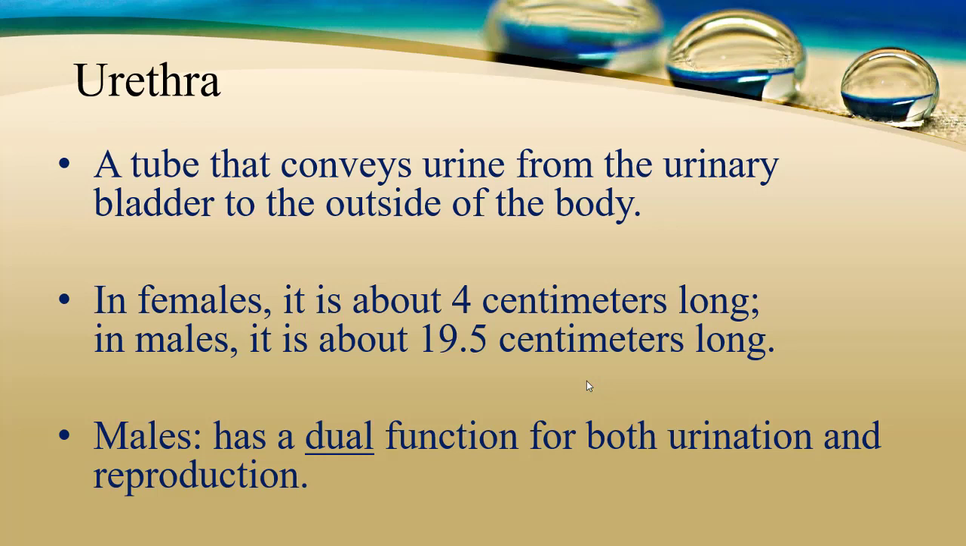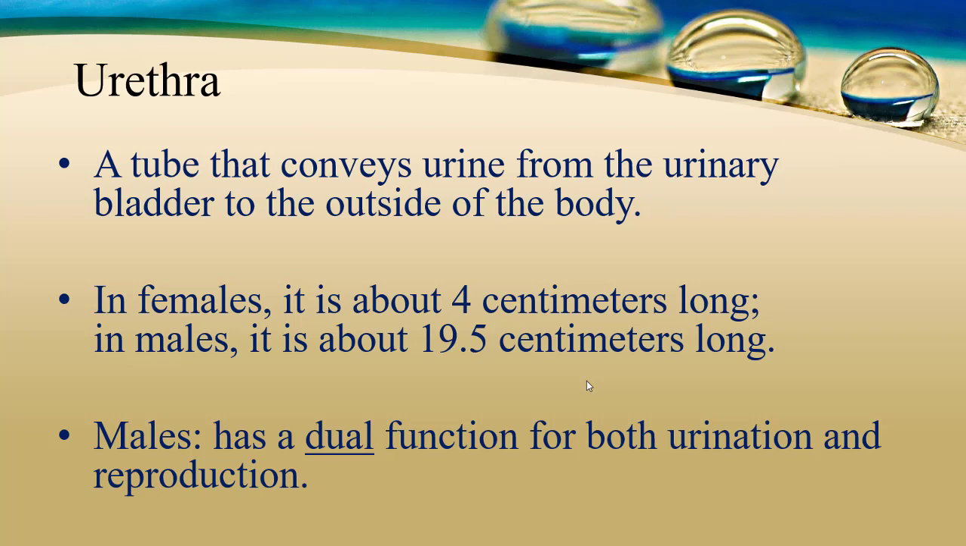All right, from there, the urine will exit the body through the urethra. So don't confuse the ureter with urethra. Ureters go from the kidneys to the bladder, and urethra is what you pee out of. So this is the tube that will convey urine from the bladder to the outside of the body.